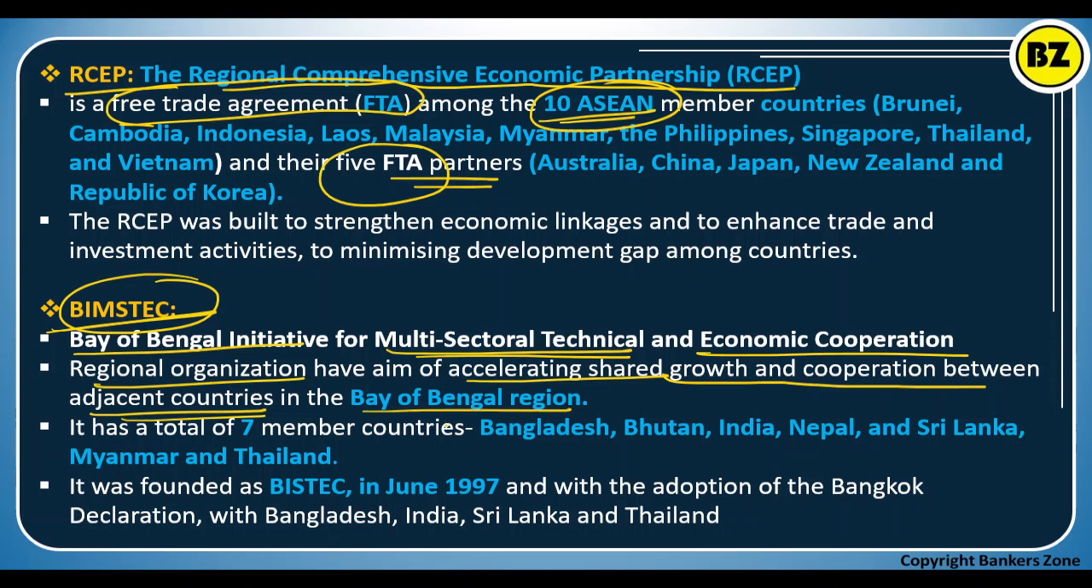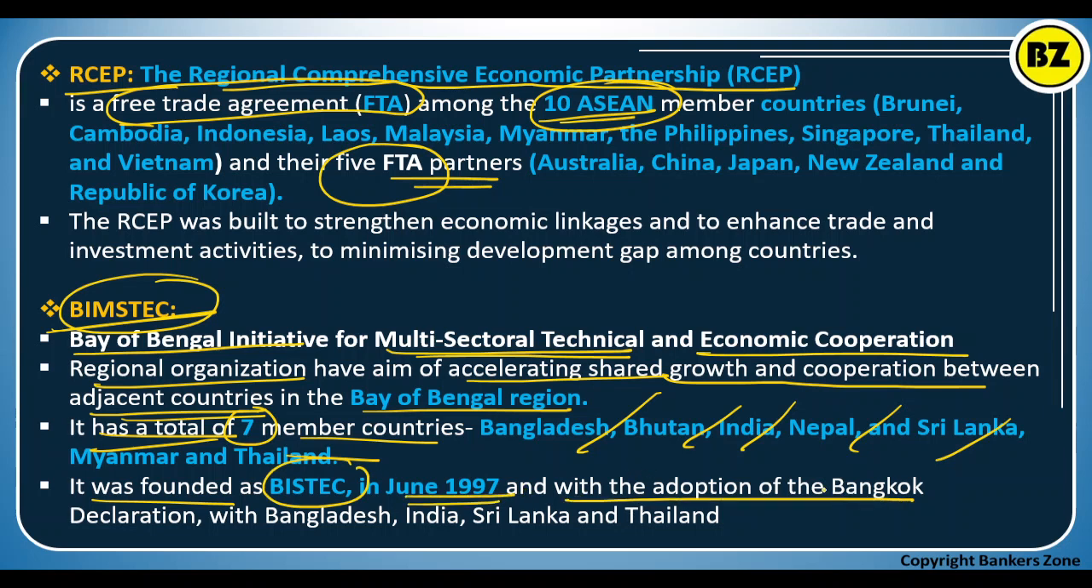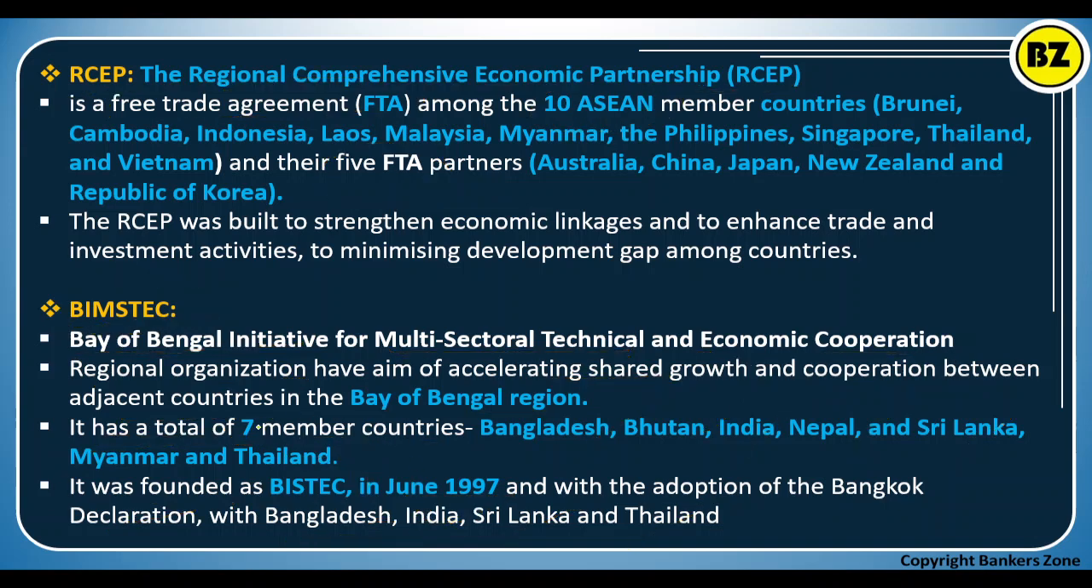BIMSTEC has 7 total members: Bangladesh, Bhutan, India, Nepal, Sri Lanka, Myanmar, and Thailand. It was founded as BIMSTEC in June 1997 with the adoption of the Bangkok Declaration, by Bangladesh, India, Sri Lanka, and Thailand. Basically it was founded in 1997. Now it has 7 members.